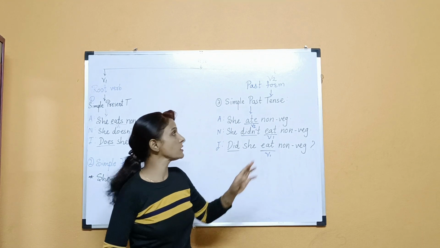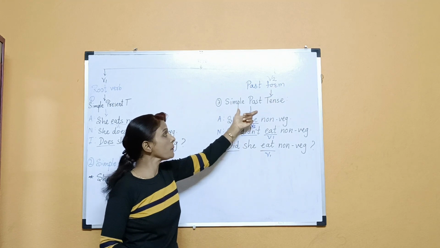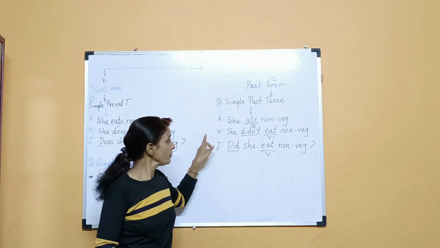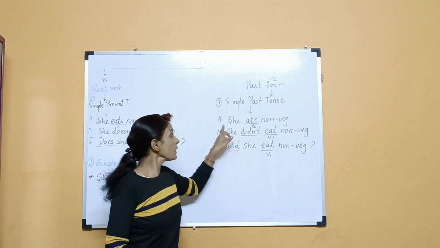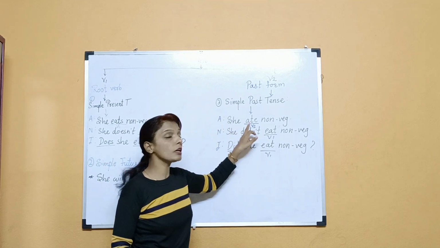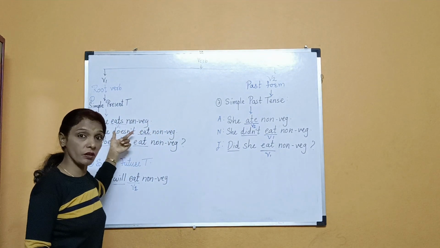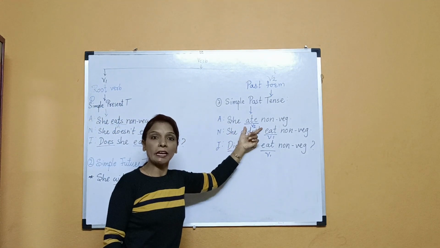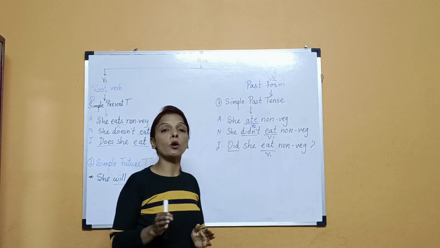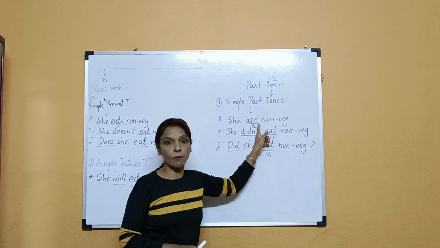So, in simple past tense, we have to use only the V2 form. Now, in simple past, as I have written here, sentences: first affirmative, negative and interrogative. In affirmative, the same sentence I have taken: she ate non-veg. So eat is the V1 and it changed to ate. Only for past tense, the affirmative sentence carries the V2 form.